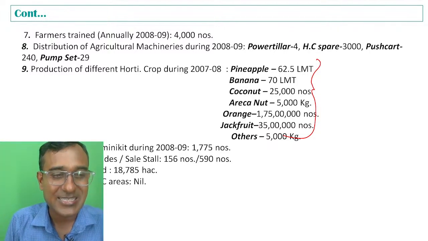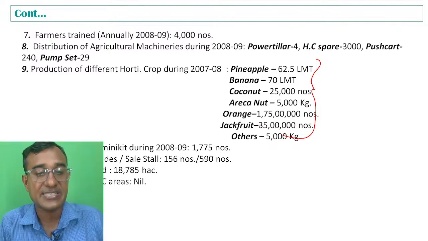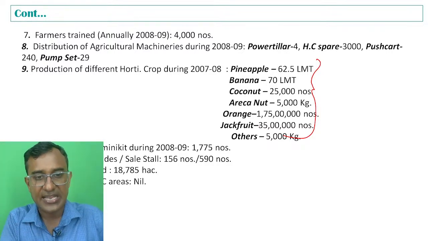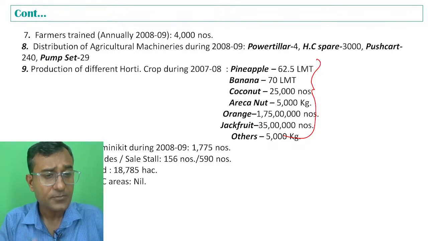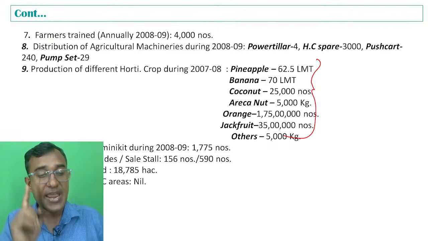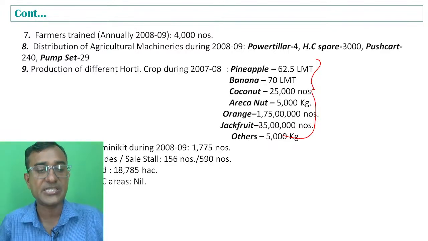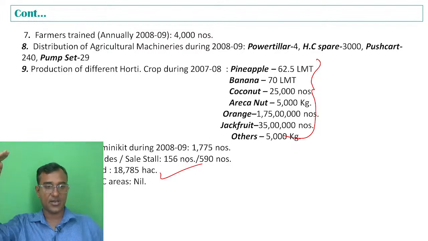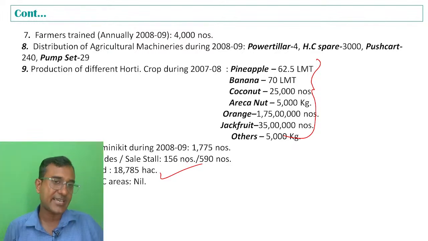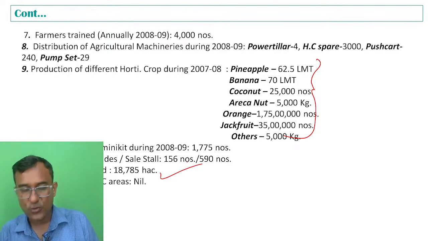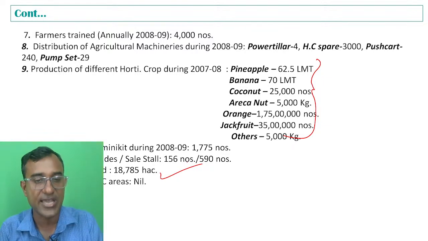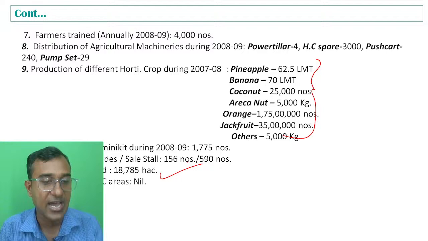And another thing is, if I talk about market sheds and sales stalls for horticulture, it is 156 market sheds and sales stalls are 590. Total irrigated land is 18,785 hectares. This is very important, okay? Of course it has increased now, but why am I saying this data? If they don't have data, at least they will ask questions according to the data which is available, and from this you will get the idea also.